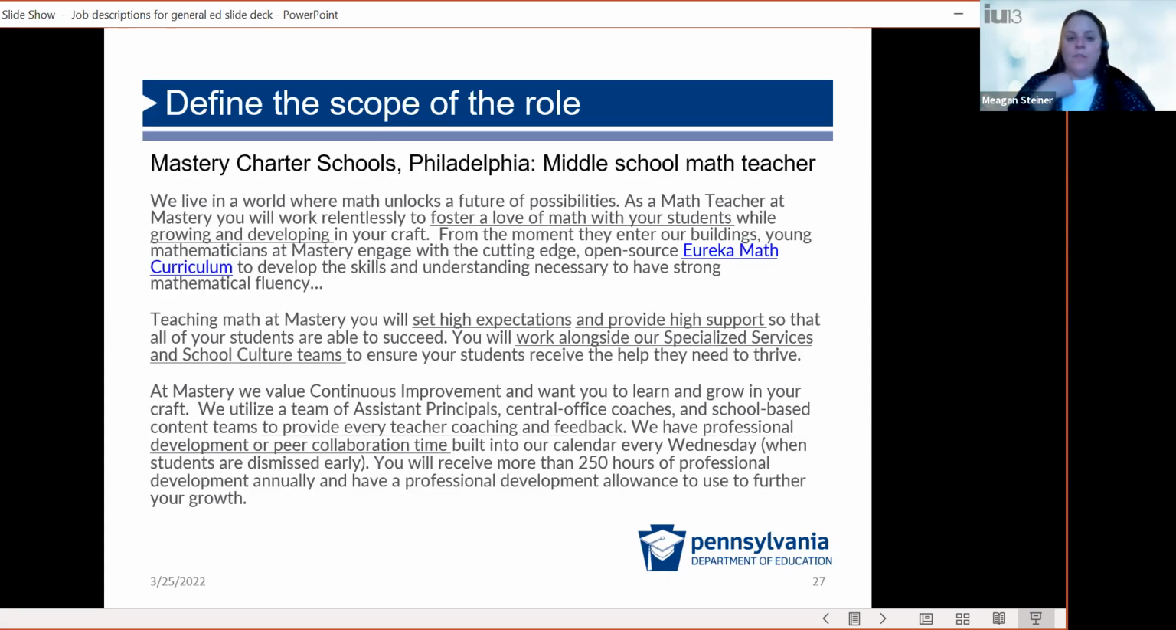So just as an example of the scope of the role, I used here this middle school math teacher position from one of the mastery schools. Some of the phrases that stood out are things like foster a love of math, growing and developing in your craft. That really shows the mindset that they're looking for. But also in terms of the scope of the role, things like working with certain personnel like specialized services and school culture teams, receiving supports like teacher coaching and feedback from assistant principals, etc.